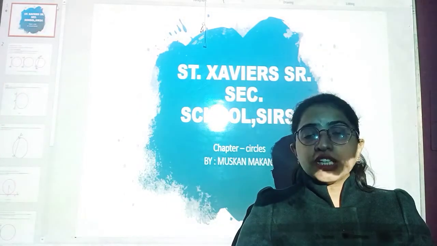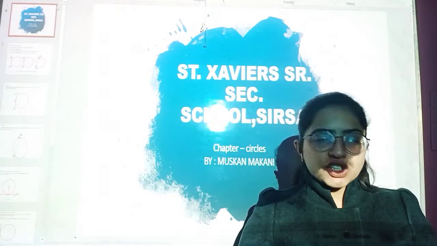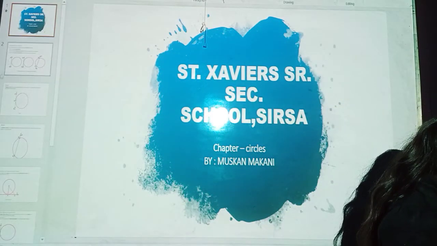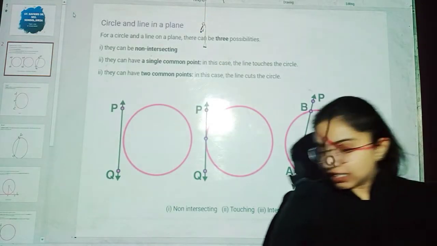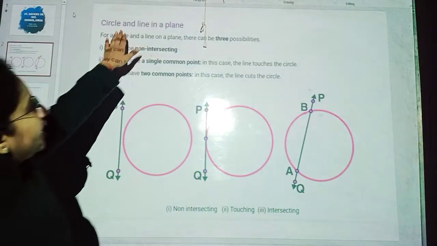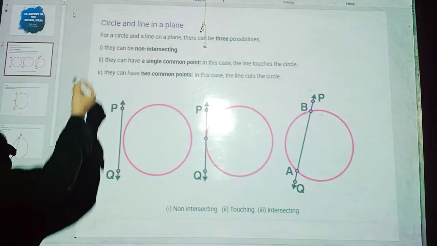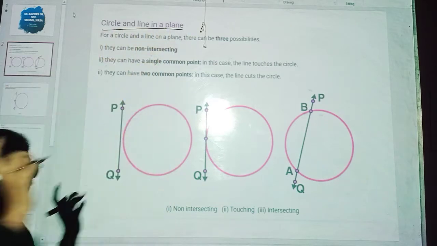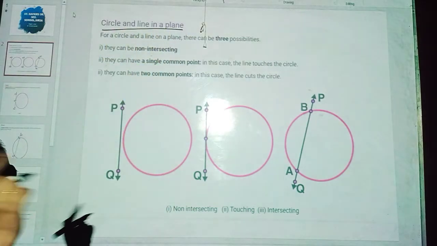As I have told you, I will give you a video for the introduction of the chapter Circles, right? So let's start. First of all, before starting about the circle, let's discuss circle and line in a plane. There can be three conditions for a circle and a line.